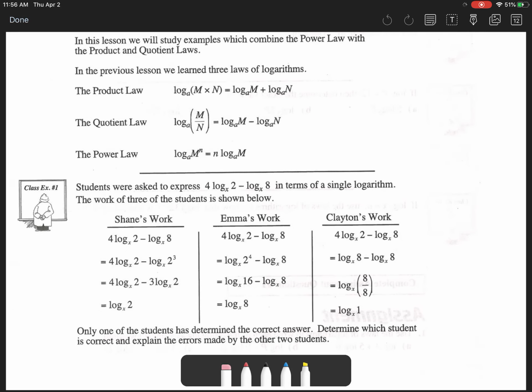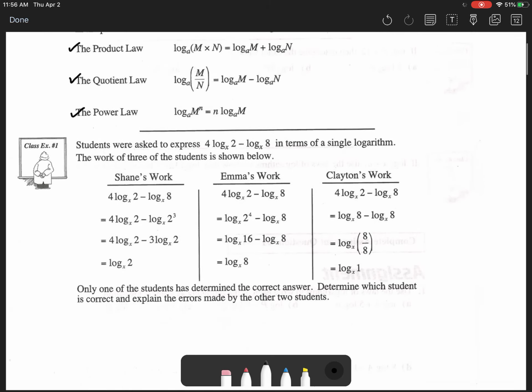So at the top of the lesson today, they do a nice job just showing you the three basic laws, okay? So product law, quotient law, and power law. Those three we're going to use over and over again to simplify log expressions, work through some problems, and then next day we're going to use those to solve equations.